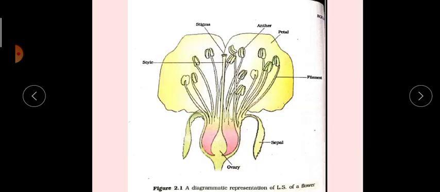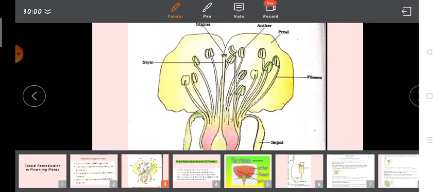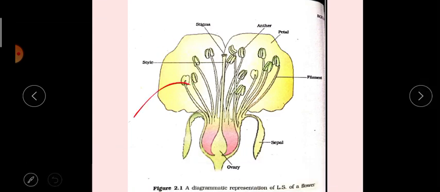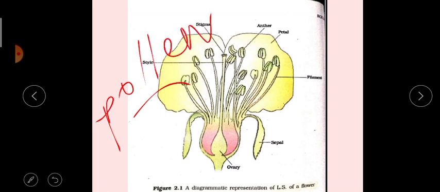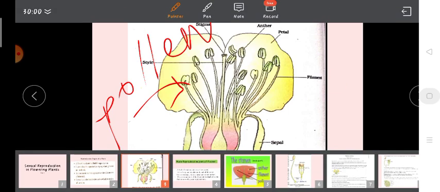Now you see the androecium, where the filament is there and the anther is there. This anther is the portion where you will see the pollen grains. You have already learned about pollen grains in your earlier classes. Pollen grains you will see in this portion, that means in the anther. So now let us discuss this today.